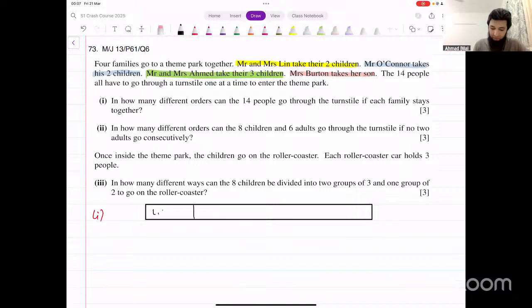Let's call them L1, L2, L3, and L4. And then 3 people in Mr. O'Connor's family. That will be C1, C2, C3. And then we have 5 people in Mr. and Mrs. Ahmed's family. That would be A1, A2, A3, A4, A5. And then finally, Mrs. Burton takes her son. Okay, so B1 and B2.